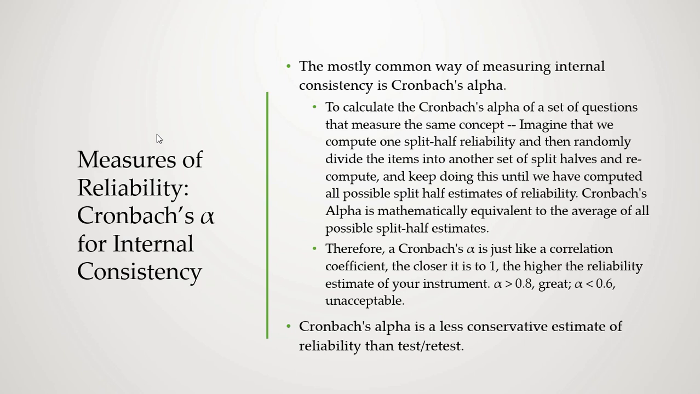Since Cronbach alpha is based on split half, it can only be used to measure internal consistency of instruments that are unidimensional, in other words, that measure a single concept. Also, because Cronbach alpha is essentially a measure of correlation, it has a value somewhere between 0 and 1. The closer it is to 1, the better. The guideline from the textbook is to look for an alpha that is greater than 0.8, whereas anything below 0.6 is considered unacceptable.